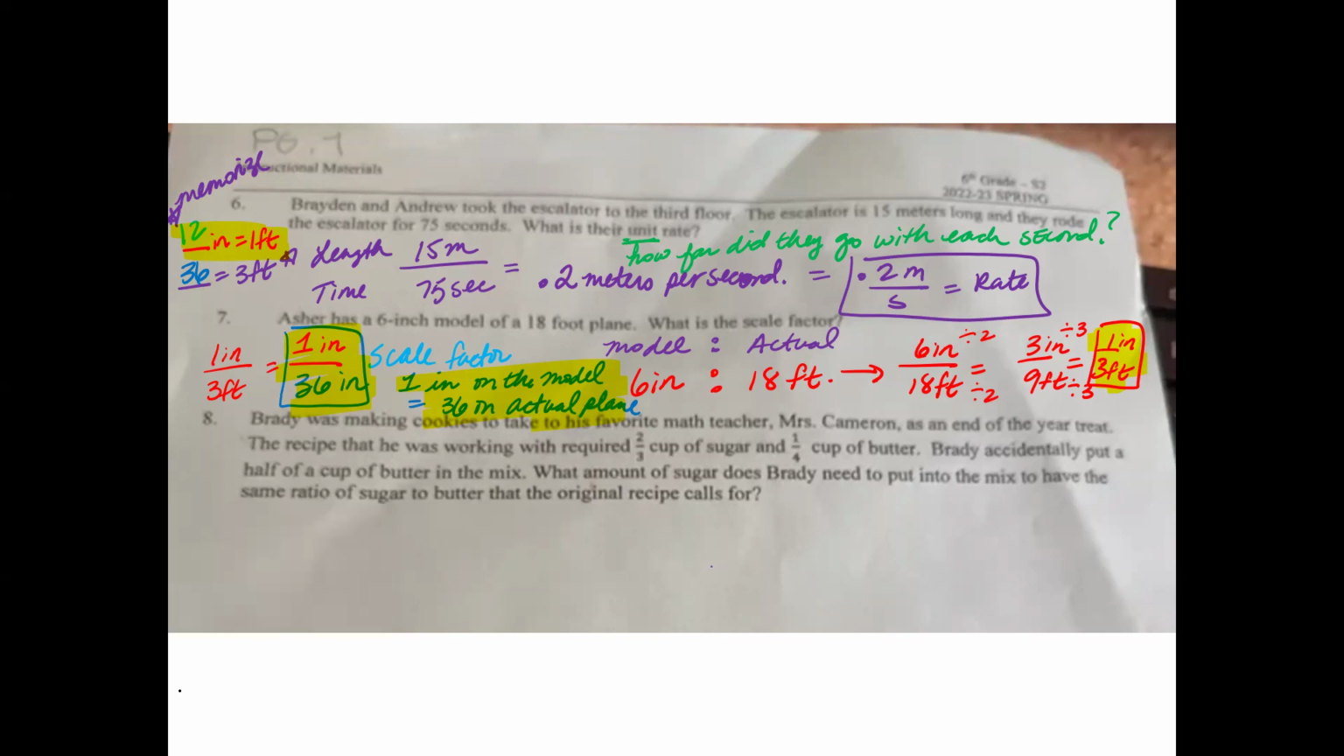The recipe that he was working on required 2/3 cup of sugar and 1/4 cup of butter. Brady accidentally put a half cup of butter in the mix. What amount of sugar does Brady need to put into the mix to have the same ratio of sugar to butter as the original recipe? What are the 2 things you need? The amount of butter and sugar.